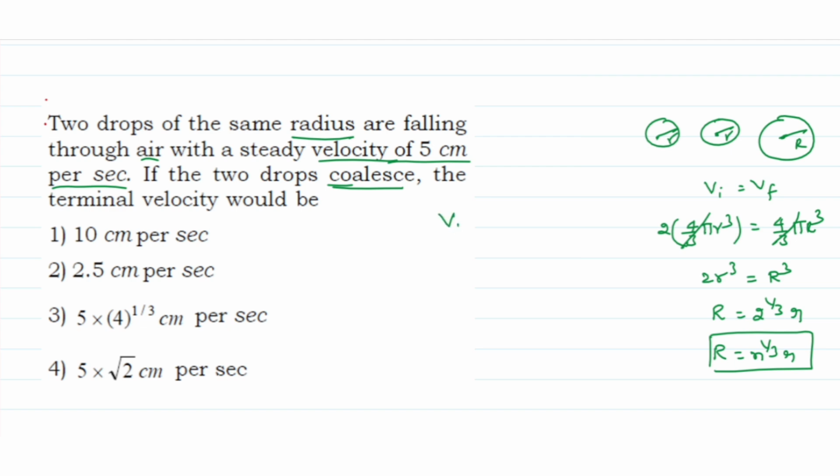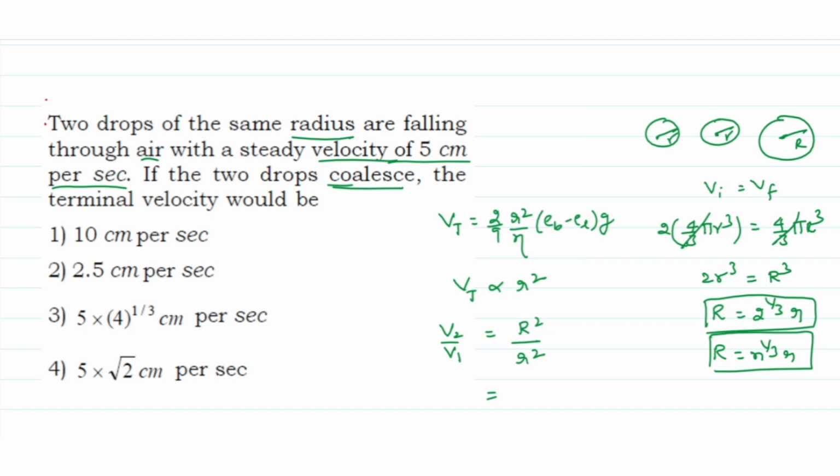According to Stokes law, terminal velocity is 2 by 9 into r square by eta into density of the body minus density of the liquid into g. That means Vt is directly proportional to r square. Then V2 by V1 is capital R square by small r square. Capital R is the combined drop, so this is 2 power 1 by 3 whole square into r square by r square.